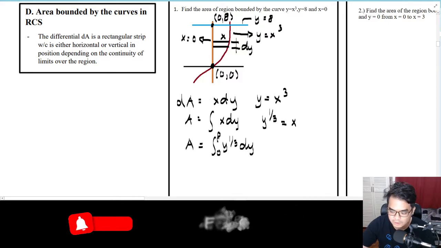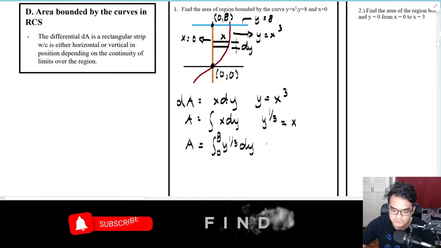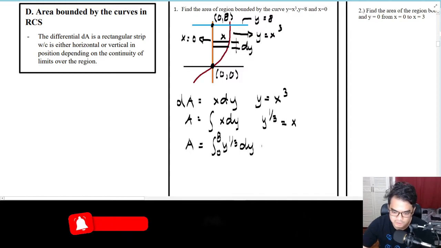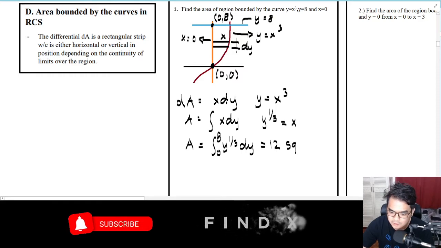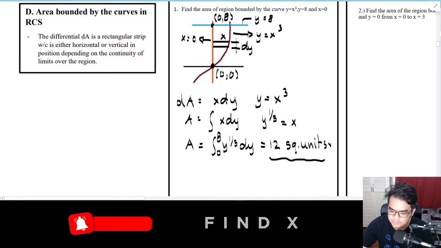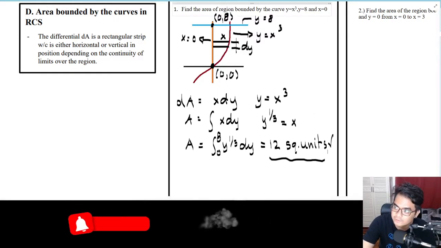0 to 8. And with that, you can just use your calculator to solve this. You can also use just the power rule and then substitute the limits. So the answer here will be 12 square units. Let's move on to the next one.